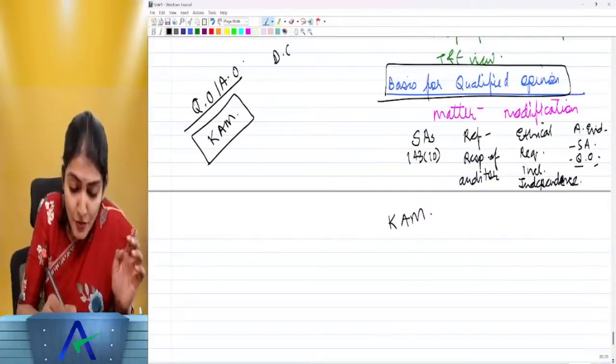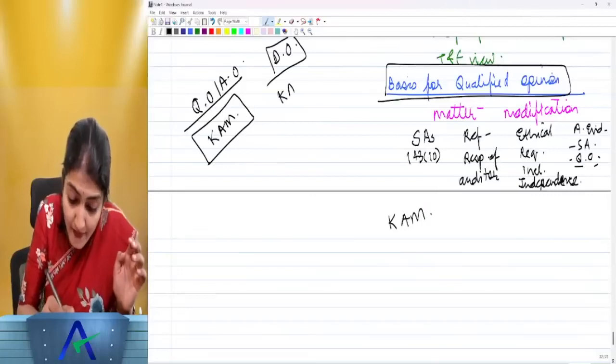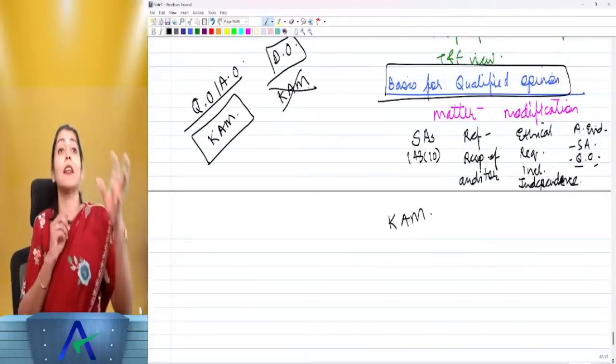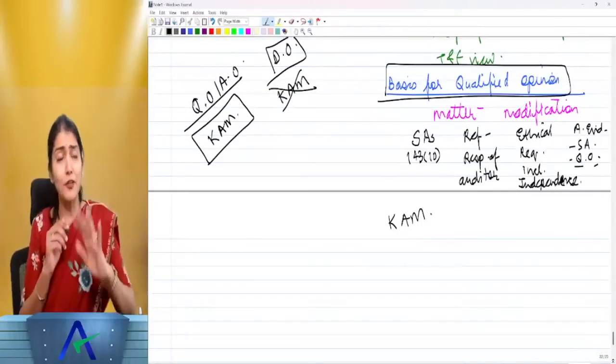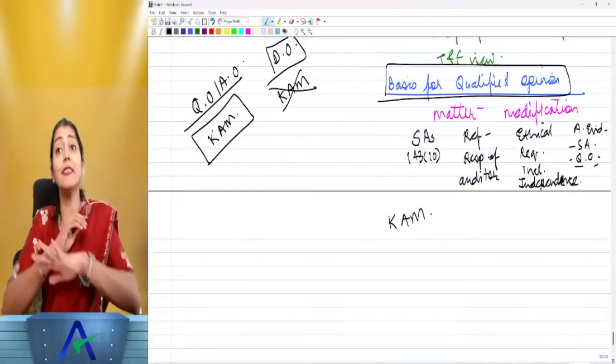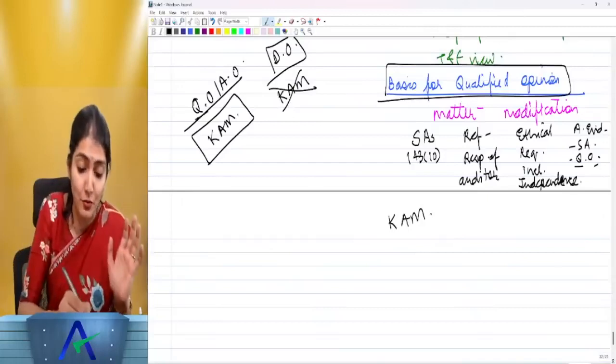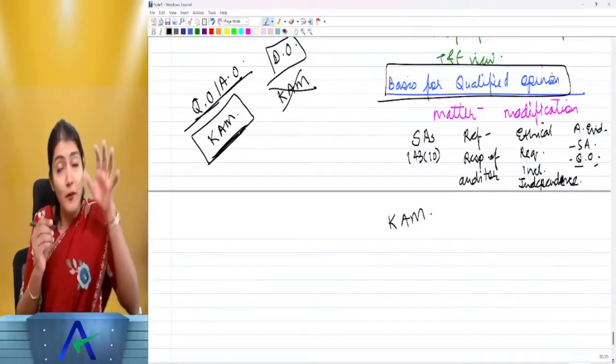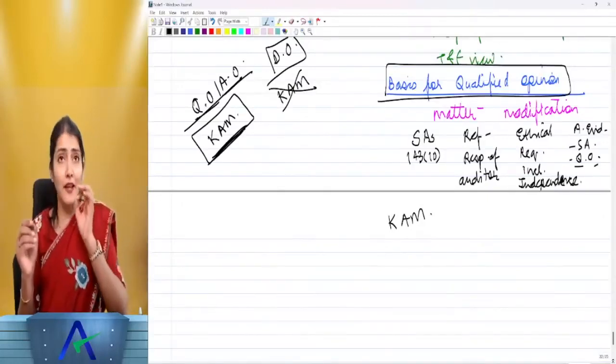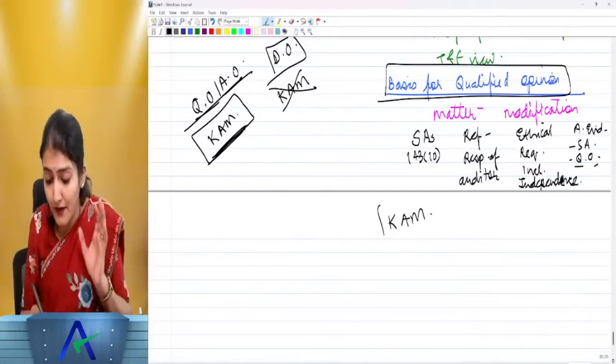And whenever you issue a disclaimer of opinion, there can never be a key audit matter paragraph in your report. But whenever you issue qualified or adverse, there is always going to be a key audit matter paragraph in your report. Okay, so key audit matter.